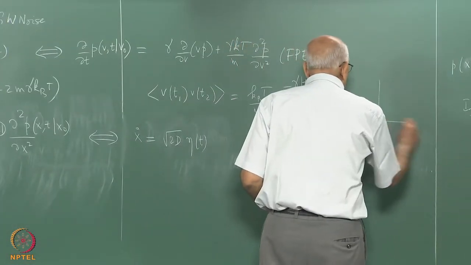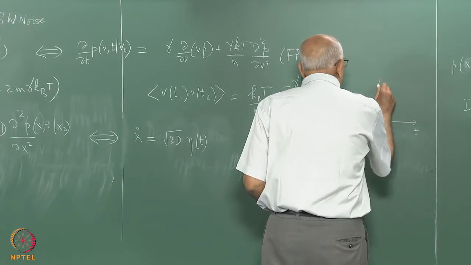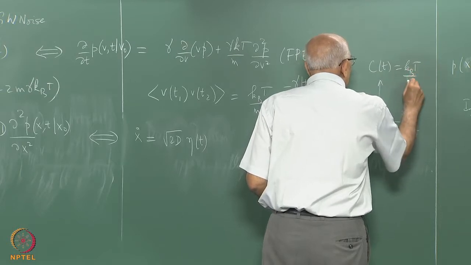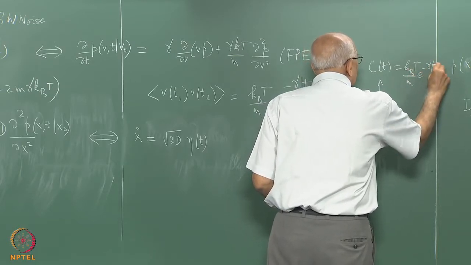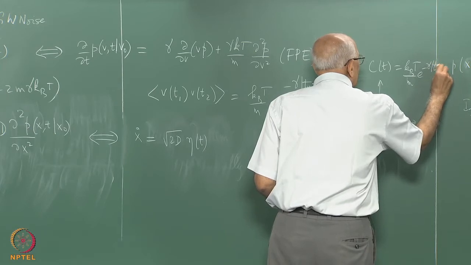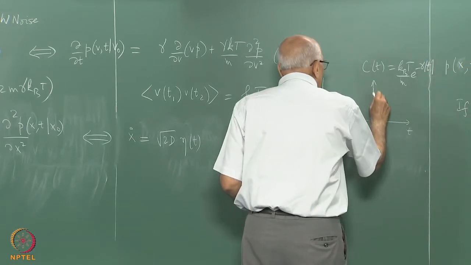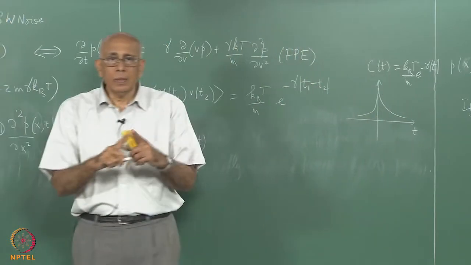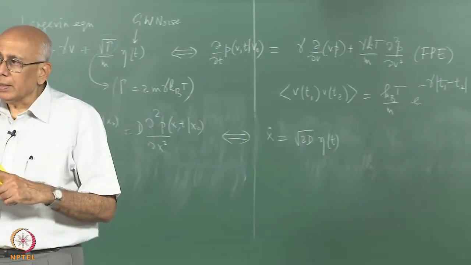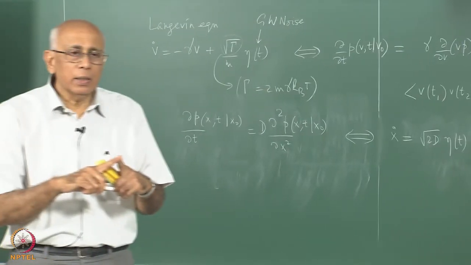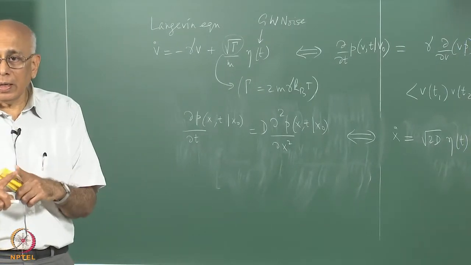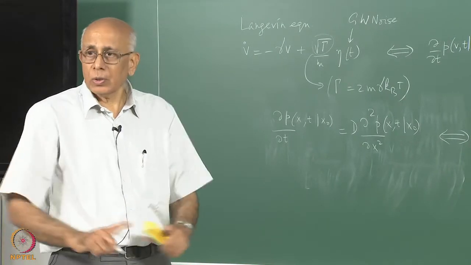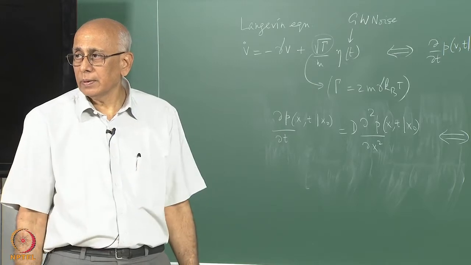If I plot this correlation function as a function of t, say c of t is k_B T over m e to the minus gamma mod t, this guy looks like this. It is an e to the minus gamma mod t, looks like that, it is a symmetric function, and you can see that when gamma becomes very large, this function is going to be 0 everywhere unless t is 0. So it is going to become like a delta function spike.